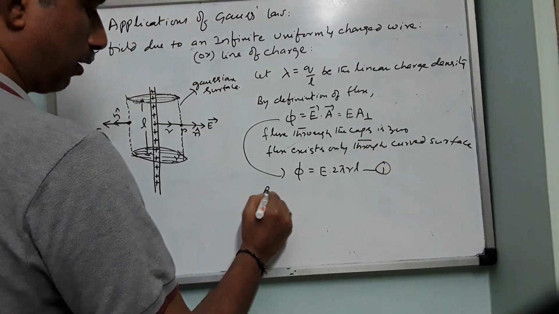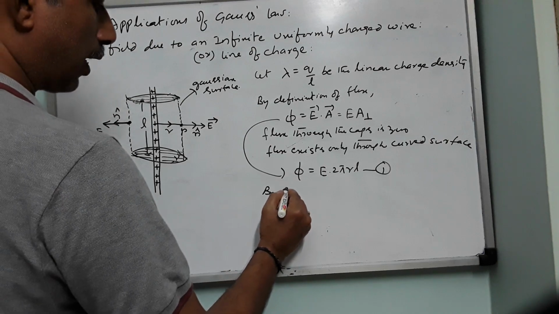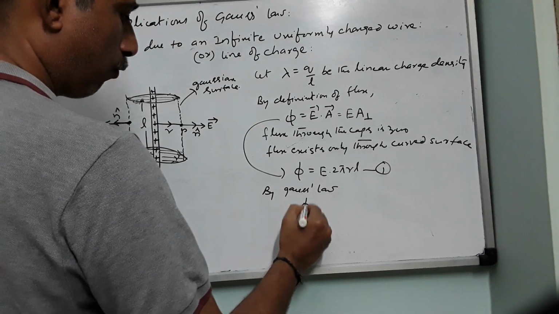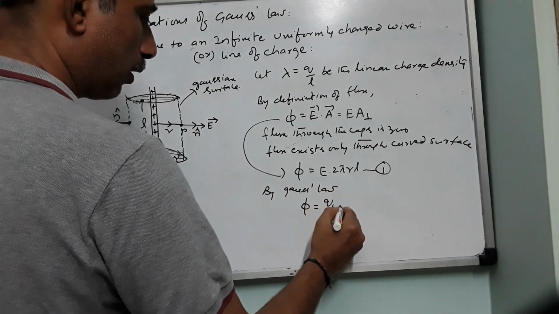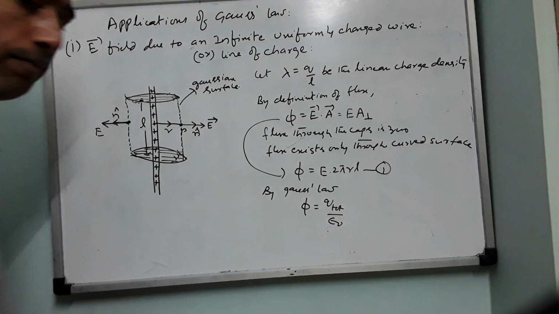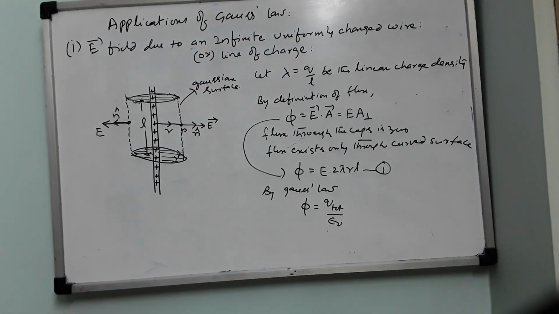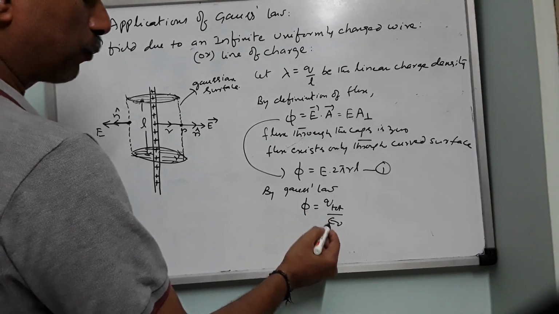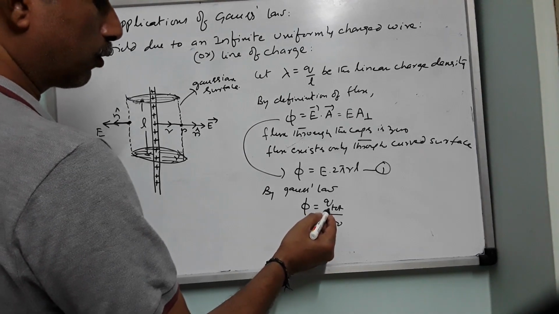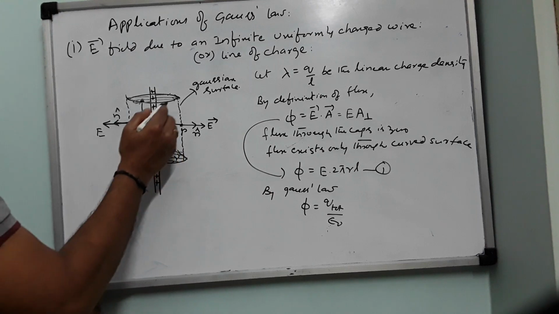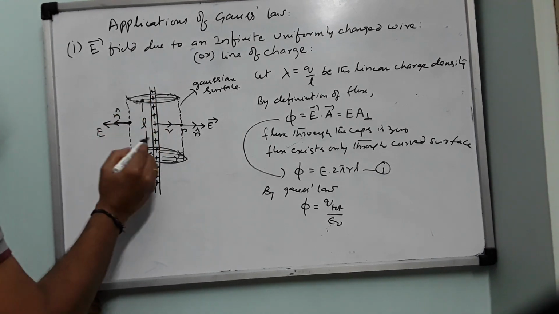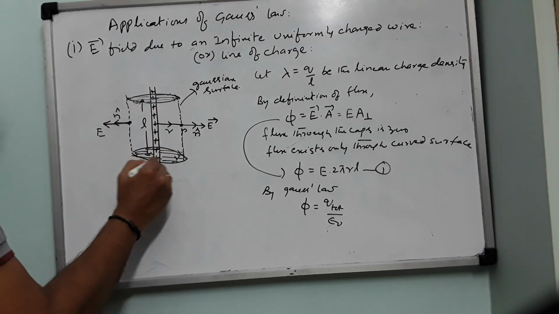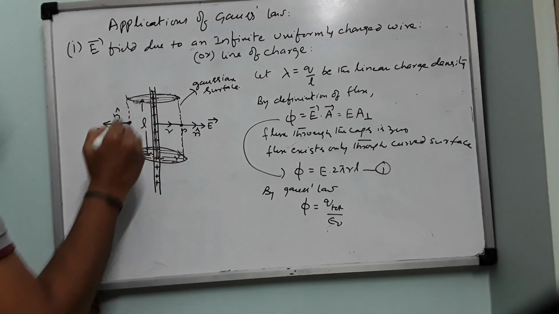Now, by Gauss law, phi equals Q total divided by epsilon 0. Flux through any closed surface is nothing but 1 by epsilon naught times the total charge enclosed by that Gaussian surface. Where is the Gaussian surface? This is that entire Gaussian surface. How much charge is it enclosing? The charge from this point to this point, how much is there? The total charge is enclosed by this much.